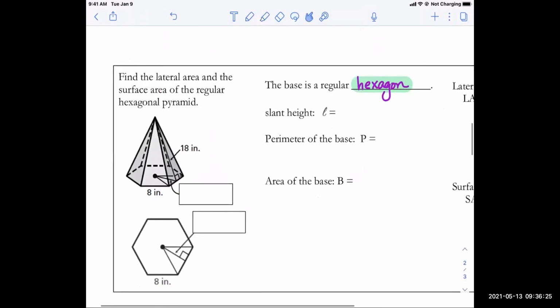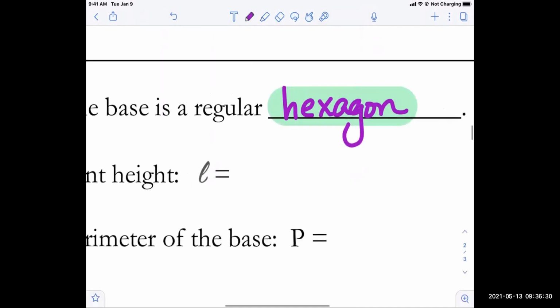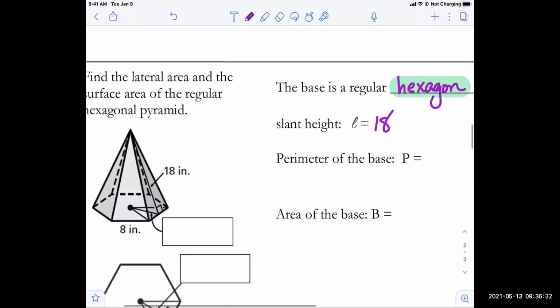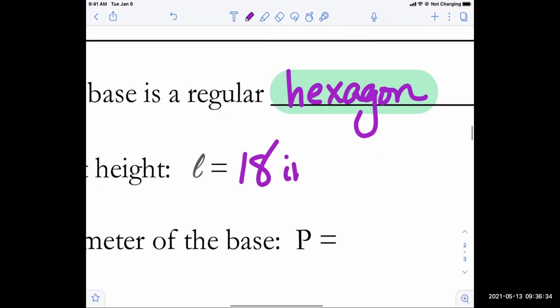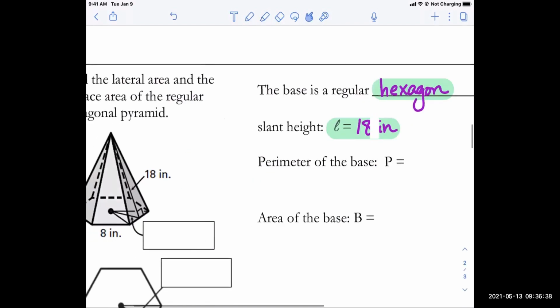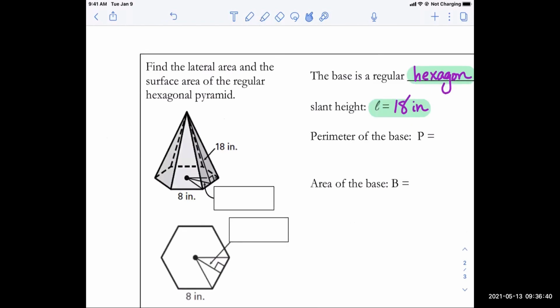Okay. Do we know the slant height? Yes. It's 18. What's our label? Inches. Okay. Perimeter of the base. Kendall, what's the perimeter of the base?